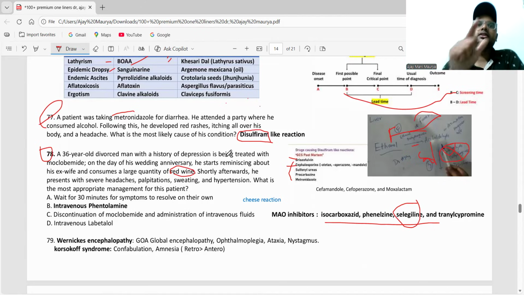Whenever he takes this combination, the tyramine content in the red wine causes an increase in the production of epinephrine. That's why he will get palpitations, sweating, hypertension. So what is the management? IV phentolamine, which suppresses the epinephrine effect and will decrease the hypertension, palpitation, headache.